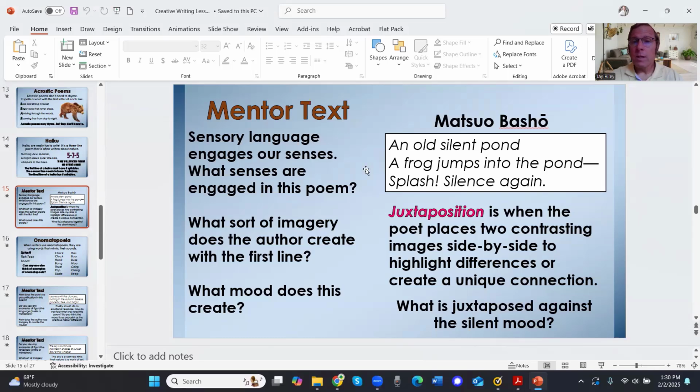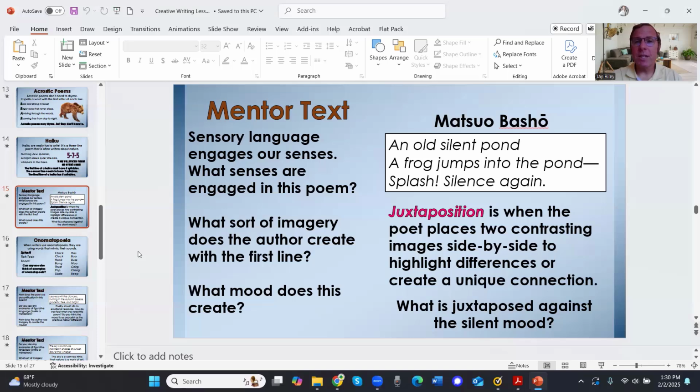So one of the things that he does where he's using sensory language is this word splash. We can picture that sound. And that's what's called onomatopoeia, words that sound like the sound that they create in real life. And we're going to take a moment and look at other examples of onomatopoeia and how you can use that in your haiku.